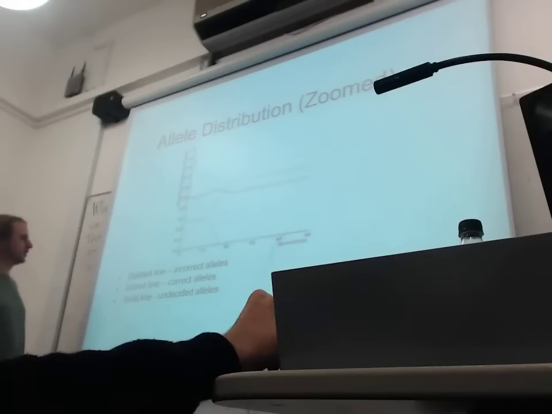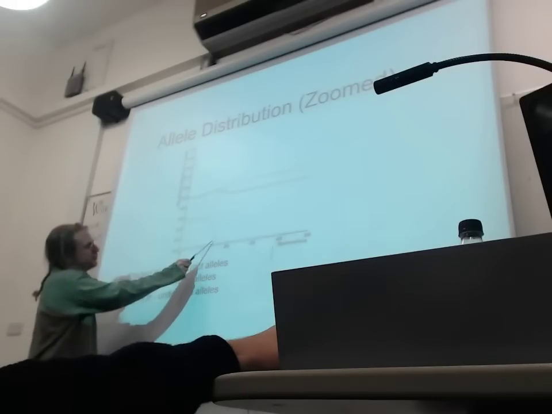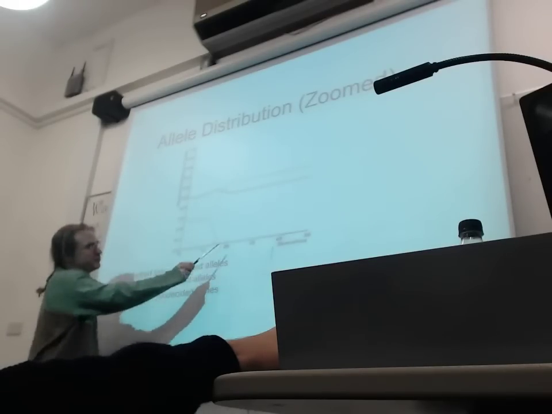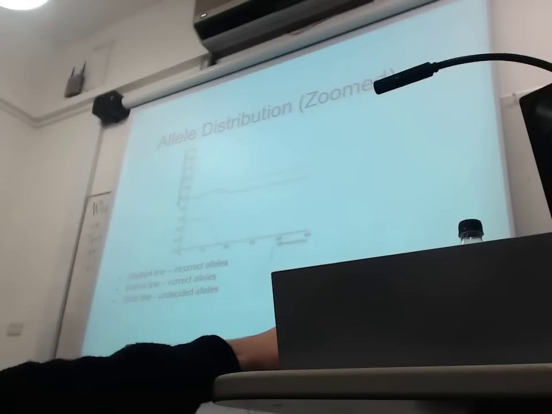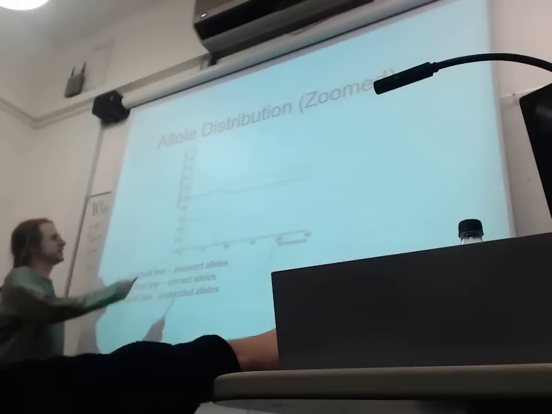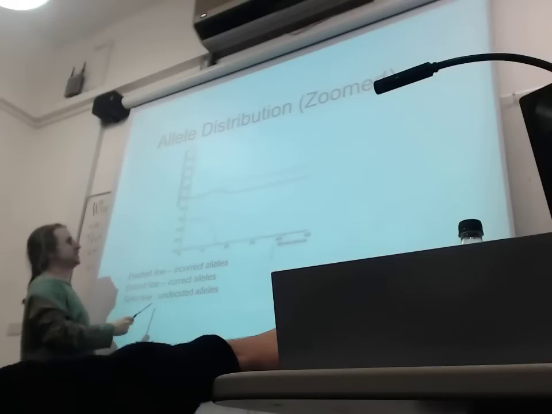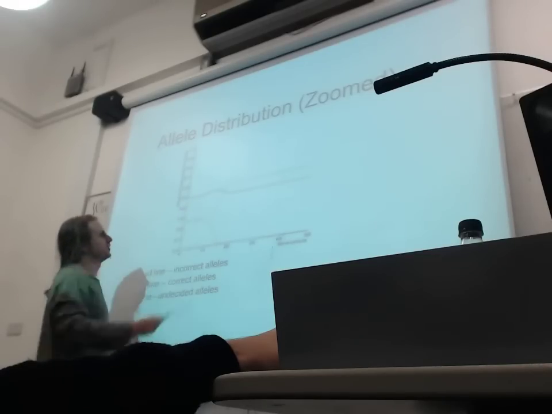Okay, so let's look at what's happening here. The dashed line is the number of incorrect alleles. As a population is getting more fit, we know that this must decrease. What's interesting is the difference between the dotted line and the solid line, the undecided alleles.